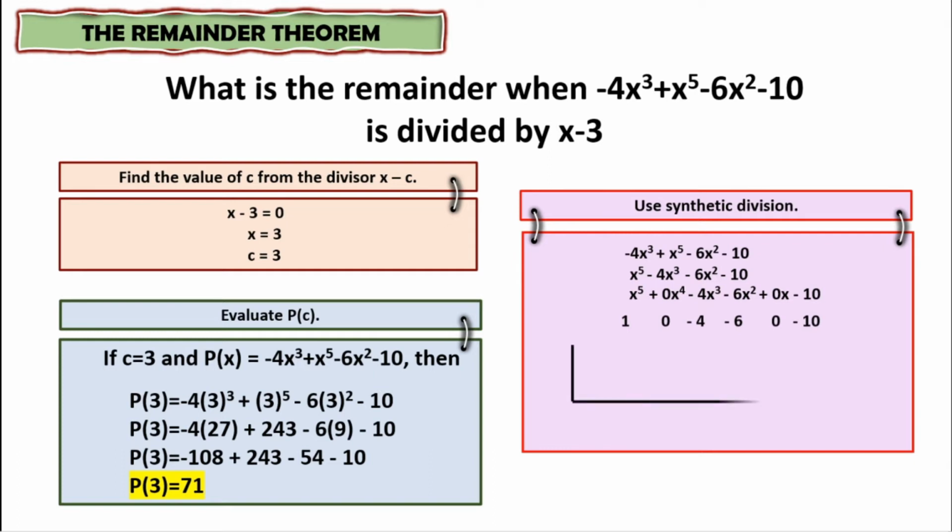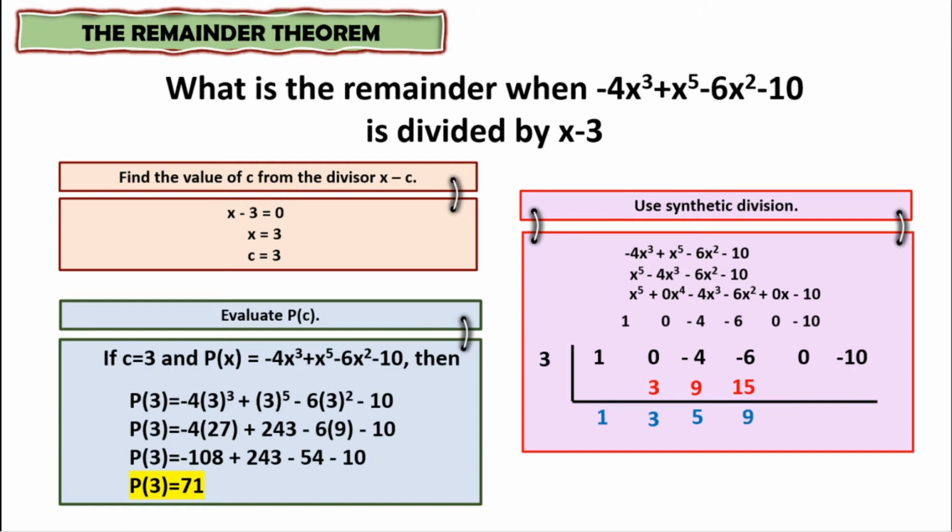We are now ready to perform synthetic division using the coefficient of the dividend and the value of c. Bring down the leading coefficient which is equal to 1. Then we multiply 3 times 1, that is equal to 3. 0 plus 3 is equal to positive 3. 3 times 3 is equal to 9. Negative 4 plus 9, that is equal to 5. 3 times 5, that is equal to 15. Negative 6 plus 15 is equal to 9.